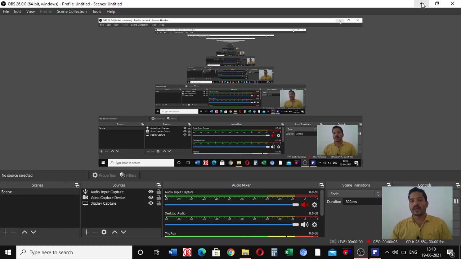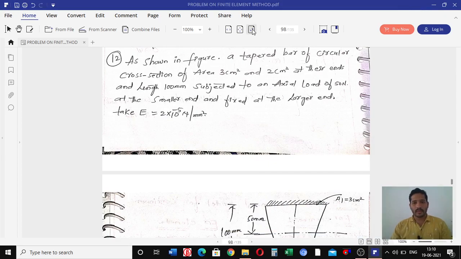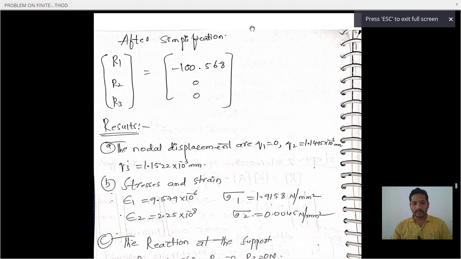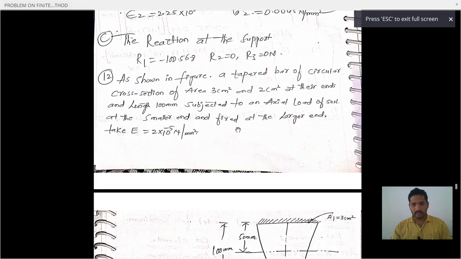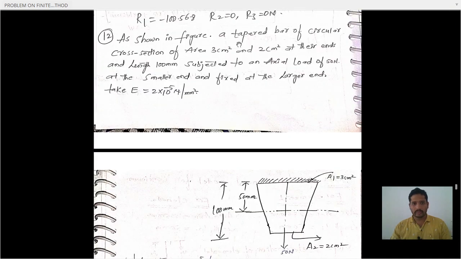So today in this session we are going to learn the next problem, on the taper bar. As shown, a taper bar of circular cross section has areas of 3 centimeter square and 2 centimeter square at its ends, and the length of this taper bar is given as 100 mm.